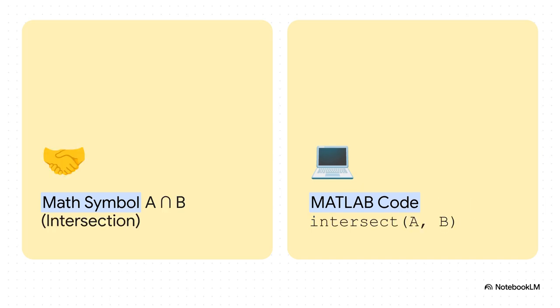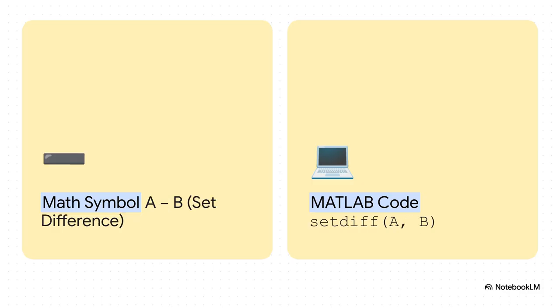And it's the exact same story for intersection. That upside-down U symbol just becomes the word intersect A, B. You don't have to write some complicated loop or logic. You just ask for the intersection. And for set difference, finding what's in A but not in B, you've probably guessed it by now. The symbol becomes the command setdiff A, B. You see the pattern here, right? It's a direct one-to-one translation from math language to computer language.